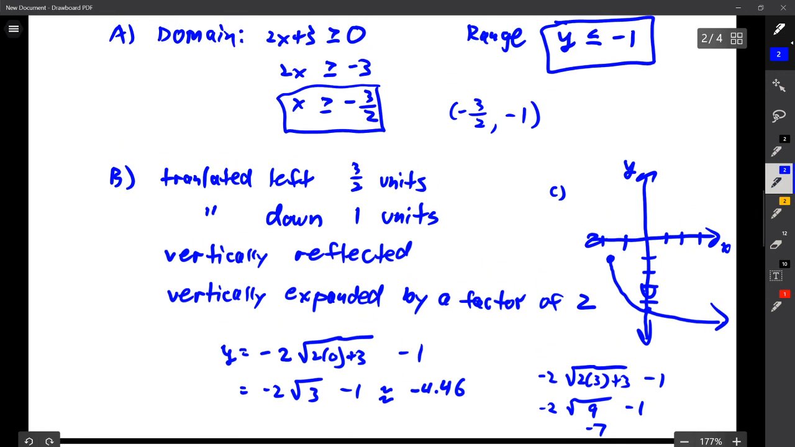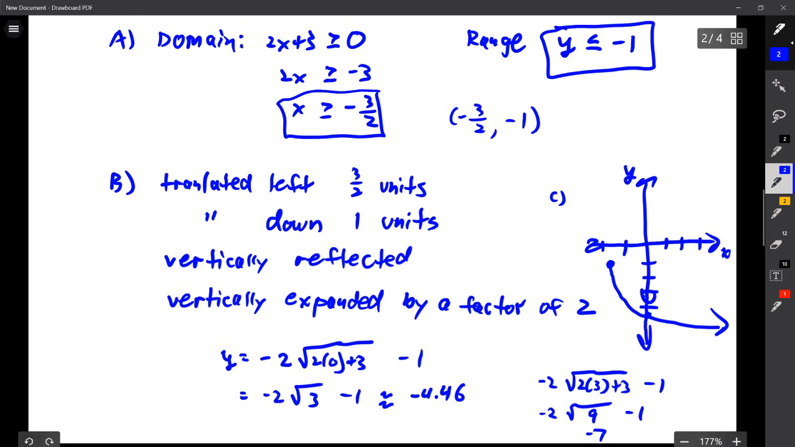But there we go. So that's what you're doing for this lesson. You are identifying the domain and range, you are identifying how the graph is changed from the parent function, and you are sketching a graph. Okay, I hope that makes sense. Let me know if you have any questions.